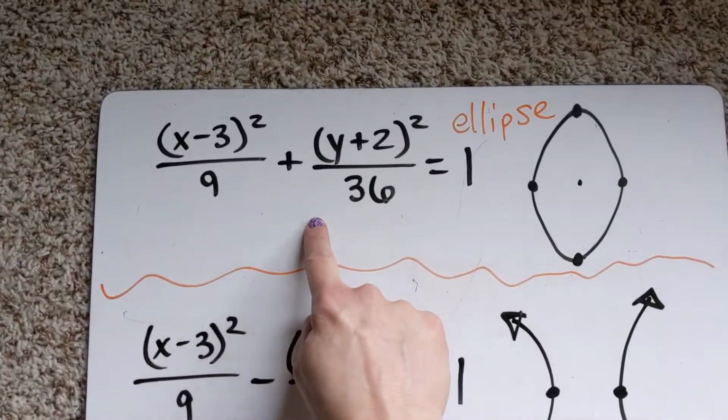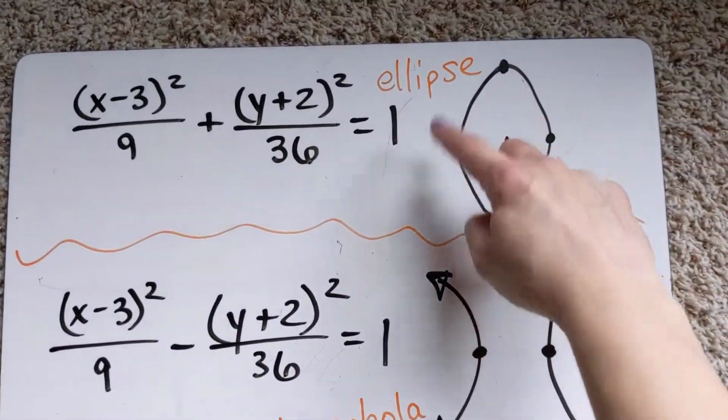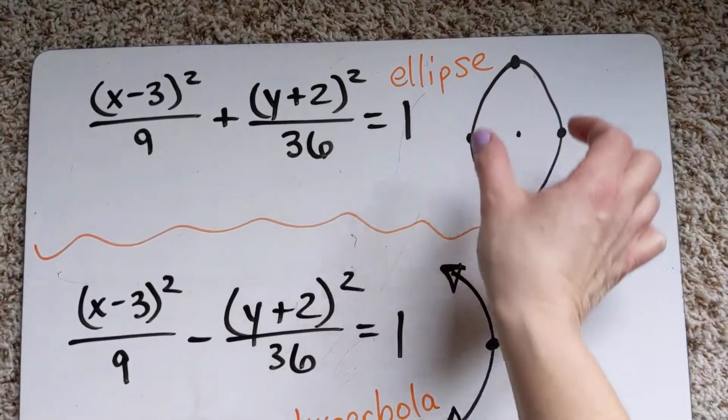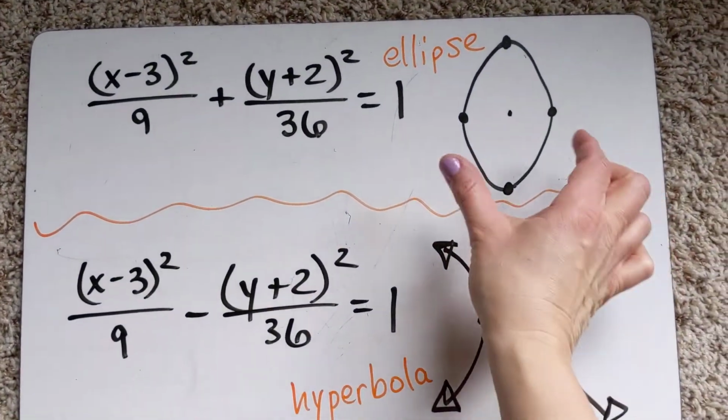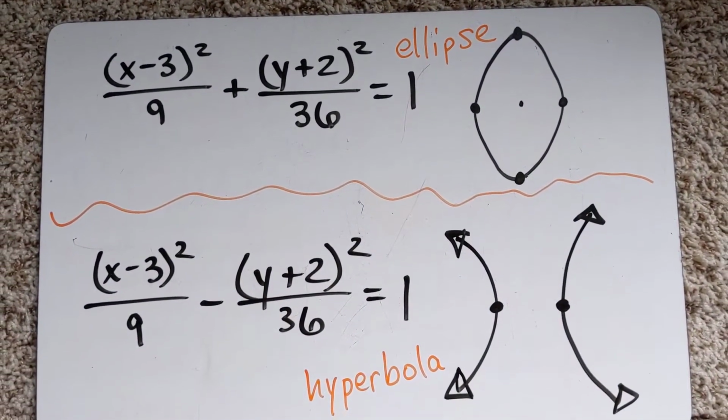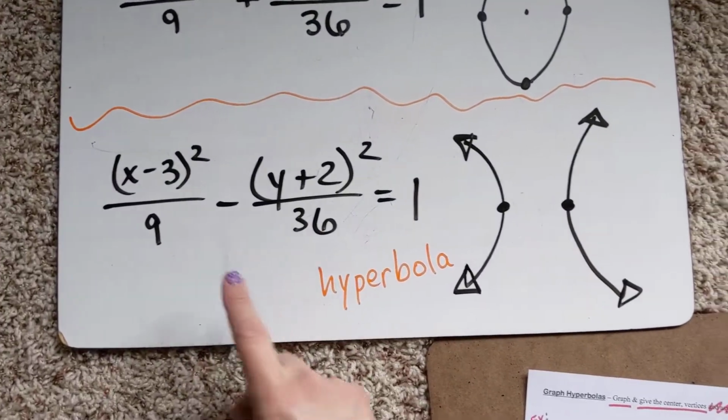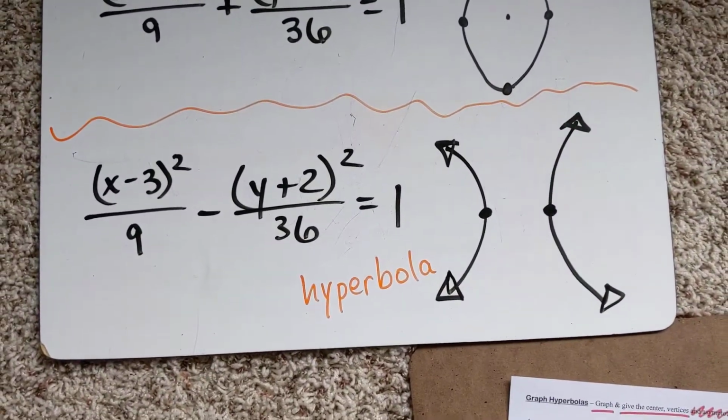So I kind of think of it this way. If that's a plus, it means the thing comes together. Think of these as two separate curves, and they're coming together to make that oval shape. On a hyperbola, because it's minus, they're facing away from each other.